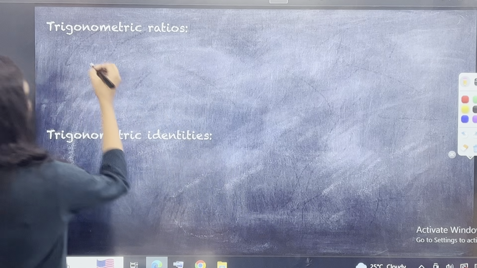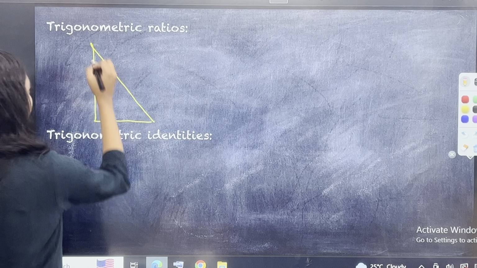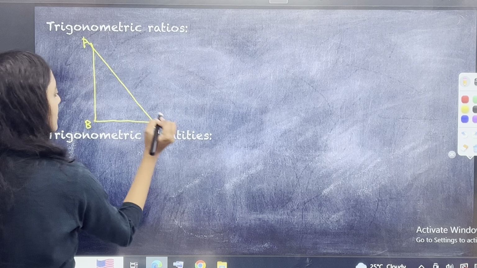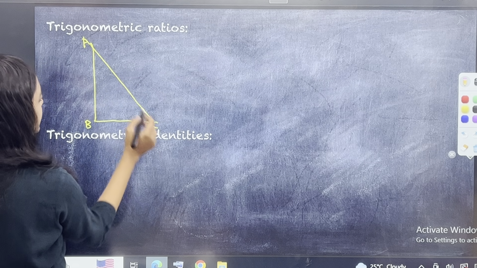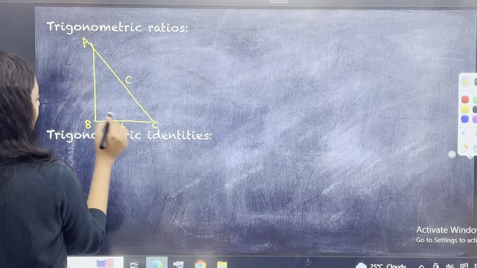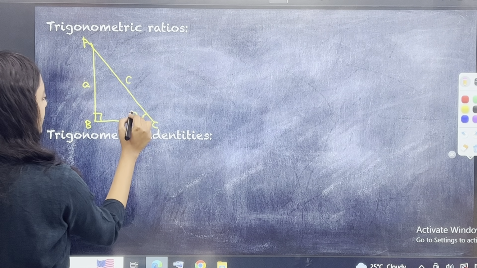So again, let us consider a triangle, and I will say this is A, this is B, this is C. I hope it's neater now. Then we will say that this side is small c, this side is small b, and this side is small a. You have your right angle here and you have your theta here.